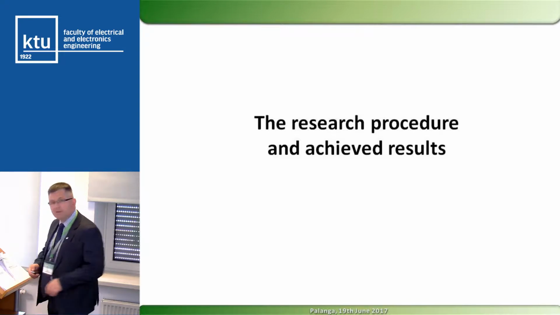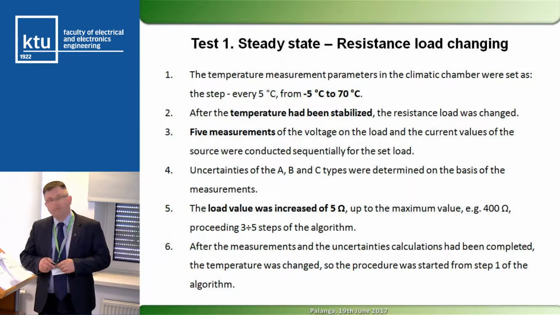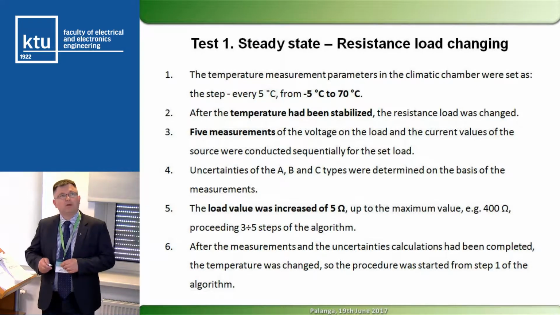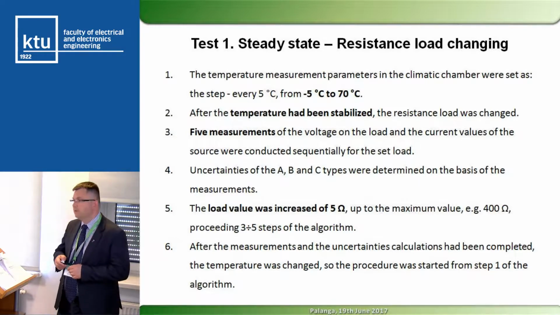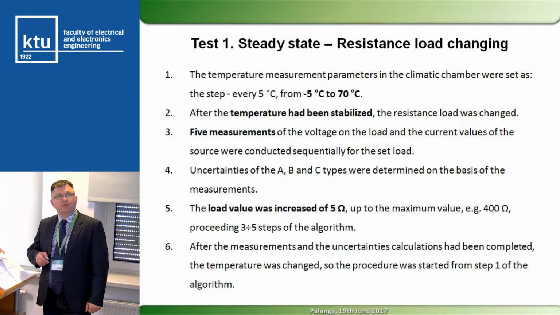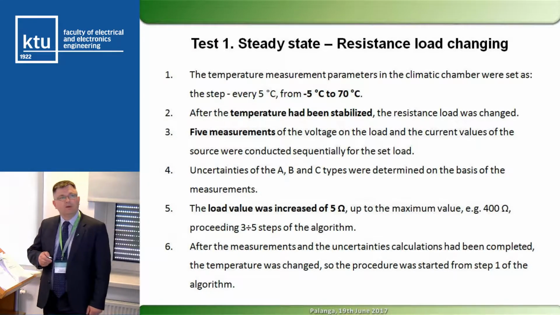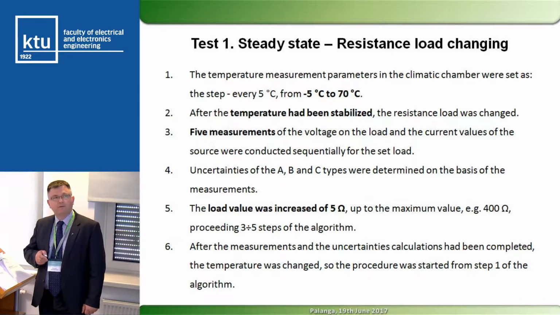Research results. Maybe firstly about some procedure of measurement. We have chosen the temperature range between -5 degrees Celsius and 70 degrees Celsius with a step of 5 degrees Celsius for measurement. When the temperature was stabilized, we achieved, for example, 5 measurements for 1 point of the characteristic.